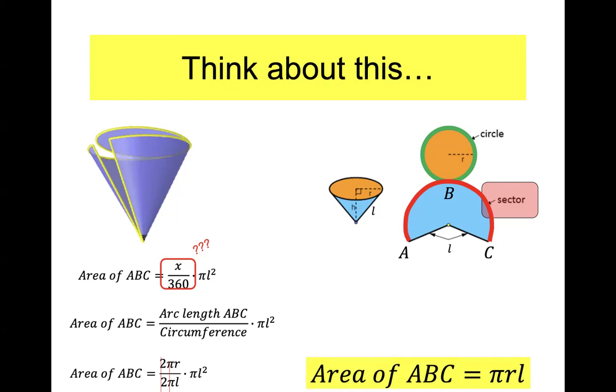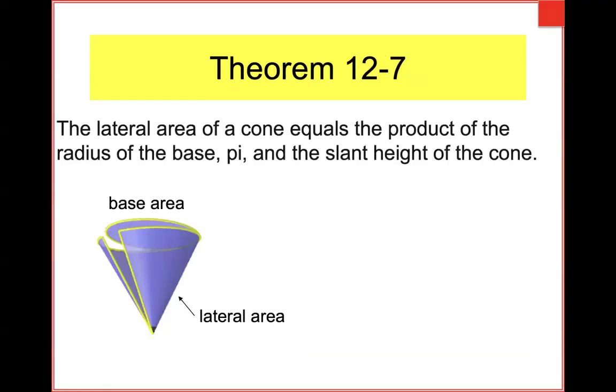So that was a long way to prove that one, but all I've proven is what the area of the blue Pac-Man is. In other words, what's the lateral area? So the lateral area, this is theorem 12.7, says it's equal to pi r L. So a long way to get to that proof, but we proved it. And once again, I just need 2 things. I need the radius and the slant height.